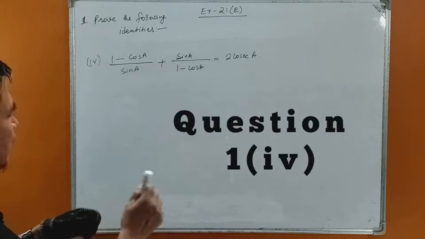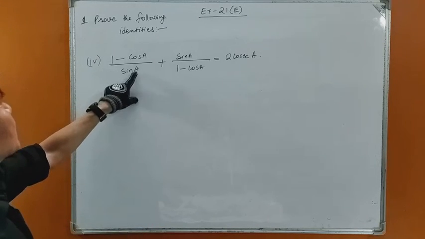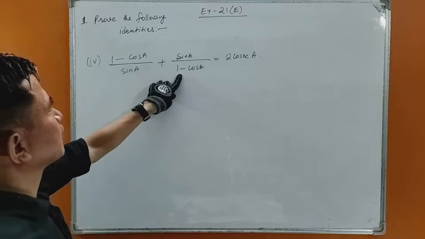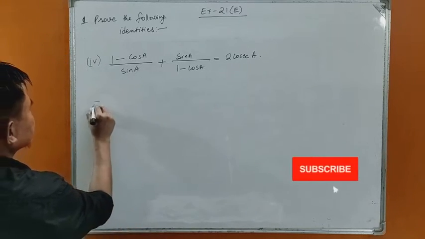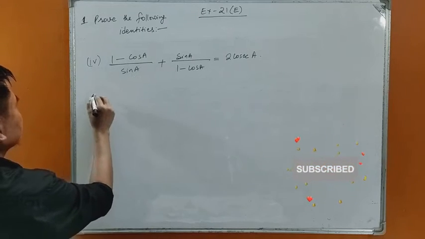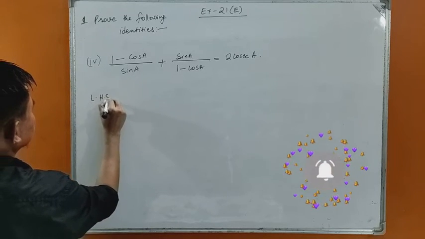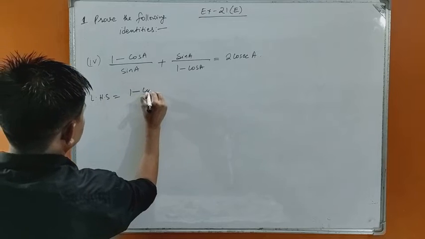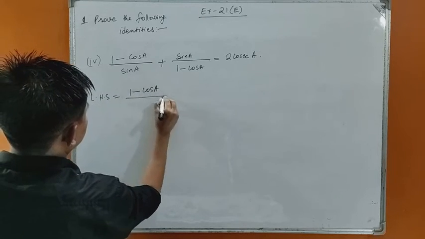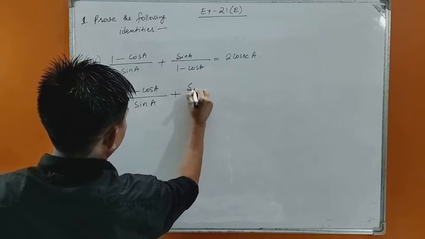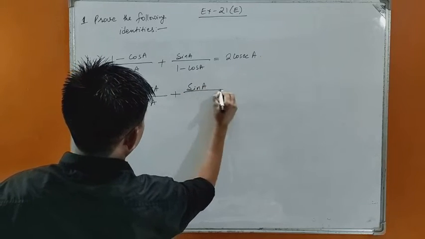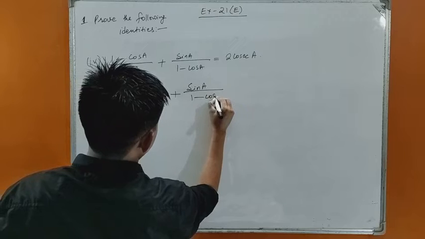Okay, we are asked to prove 1 minus cos A upon sin A plus sin A upon 1 minus cos A is equal to 2 cosec A. So let us copy the left hand side. LHS equals 1 minus cos A upon sin A plus sin A upon 1 minus cos A, isn't it?